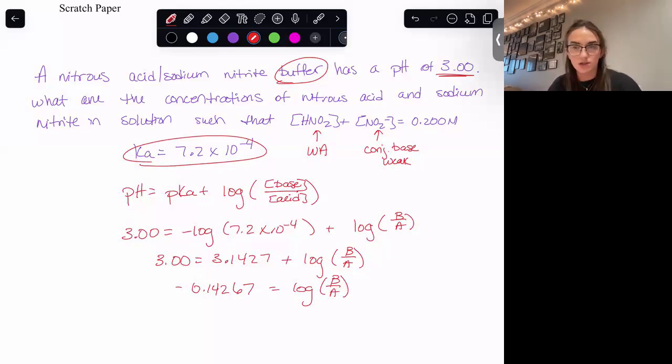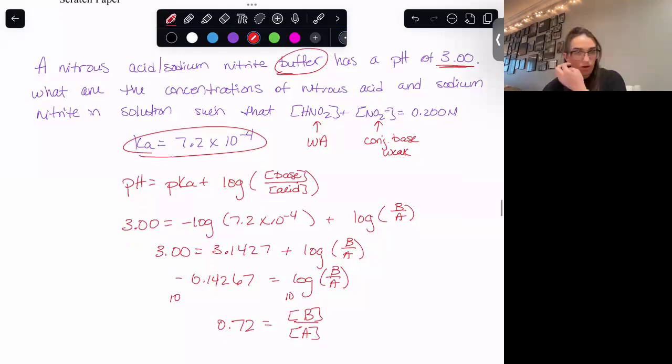So once we get to this point, we have to undo our log. So we have to take the base 10. And we get that 0.72 is equal to the concentration of the base divided by the concentration of the acid. So now it's saying, okay, how does this help us? In a multiple choice type setting, you could plug in your answer choices to see if any of the combinations give you 0.72.